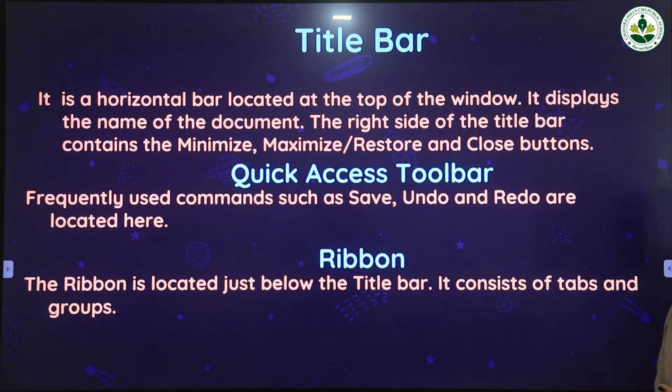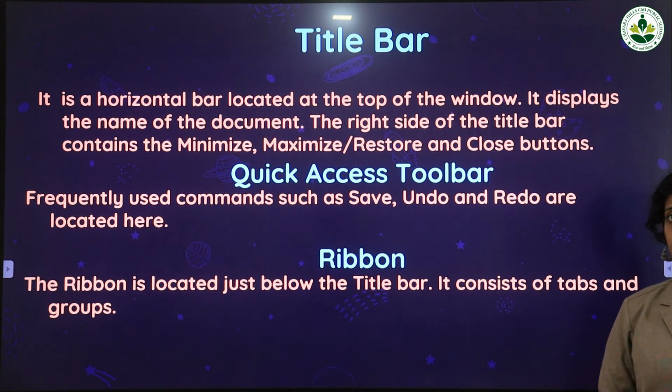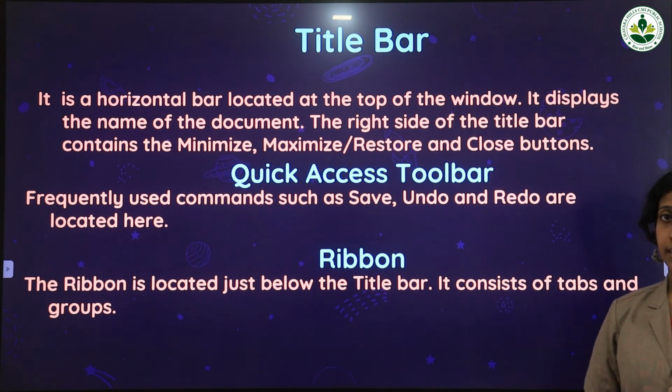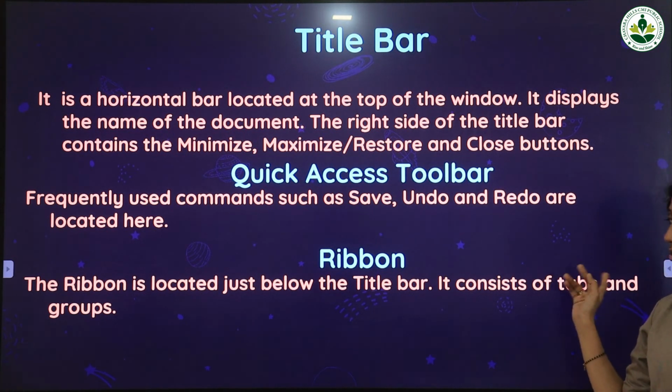Next is the quick access toolbar. Second one is the quick access toolbar, and it contains frequently used commands. So when we use our MS Word application, we might use some options or some tools, that is save, undo, redo, etc. These frequently used commands can be seen in the quick access toolbar. That means we can easily access those tools from the quick access toolbar.